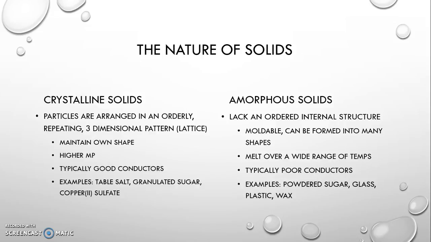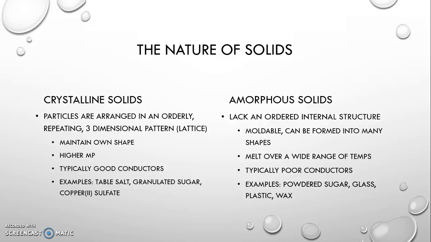Okay, moving on. So we've talked about gases. We've talked a little bit about liquids. Let's talk about solids. We've got two types of solids: a crystalline solid and an amorphous solid. Crystalline solids are crystals. They're nice and neat. The particles, their atoms, are all arranged nice and orderly. They repeat. It's a pattern. It's what we call a lattice.